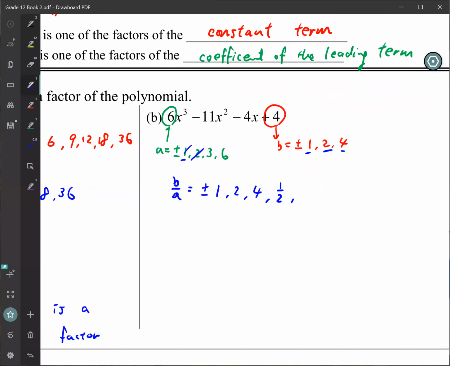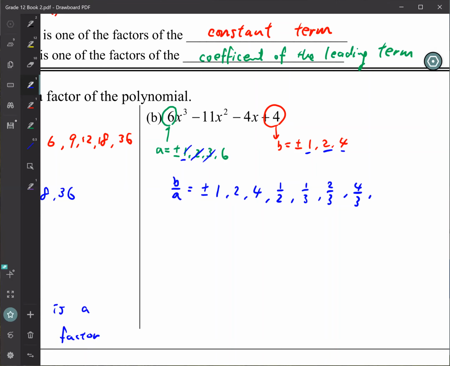Right, let's check the list. So what's after what? Elaine? After 1/2, what's the next possible B over A? 1 over 3. Yeah. Go on. 2 over 3. Yeah. 4 over 3. Okay, so 3 is finished. And then after this, Cindy, after 4 over 3, do we have any more?